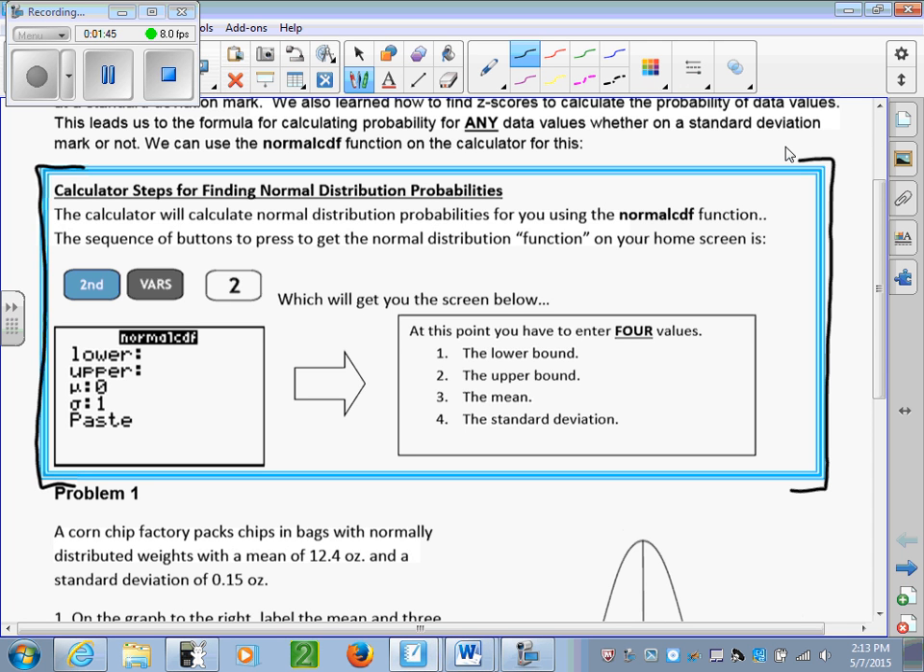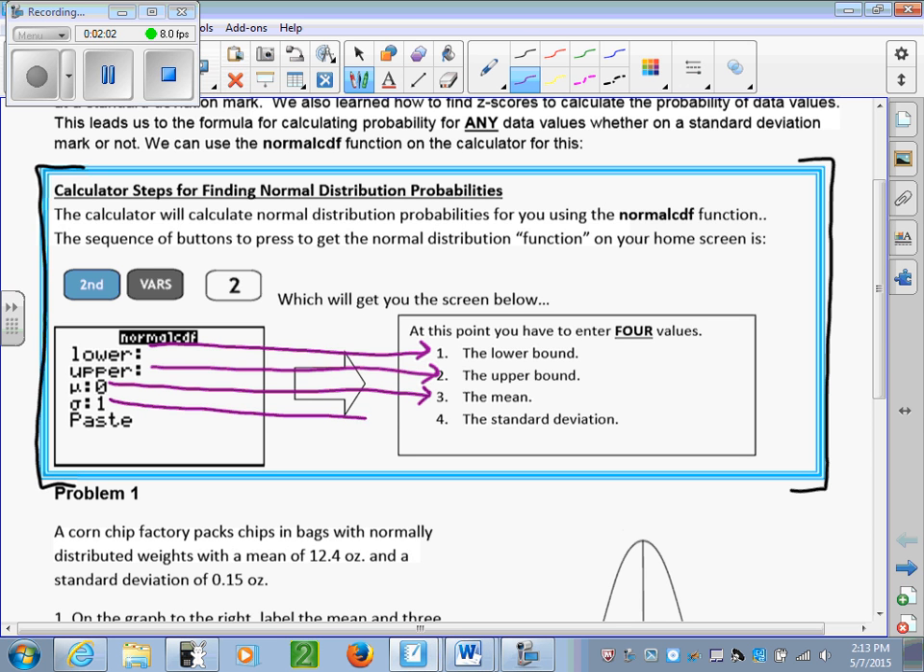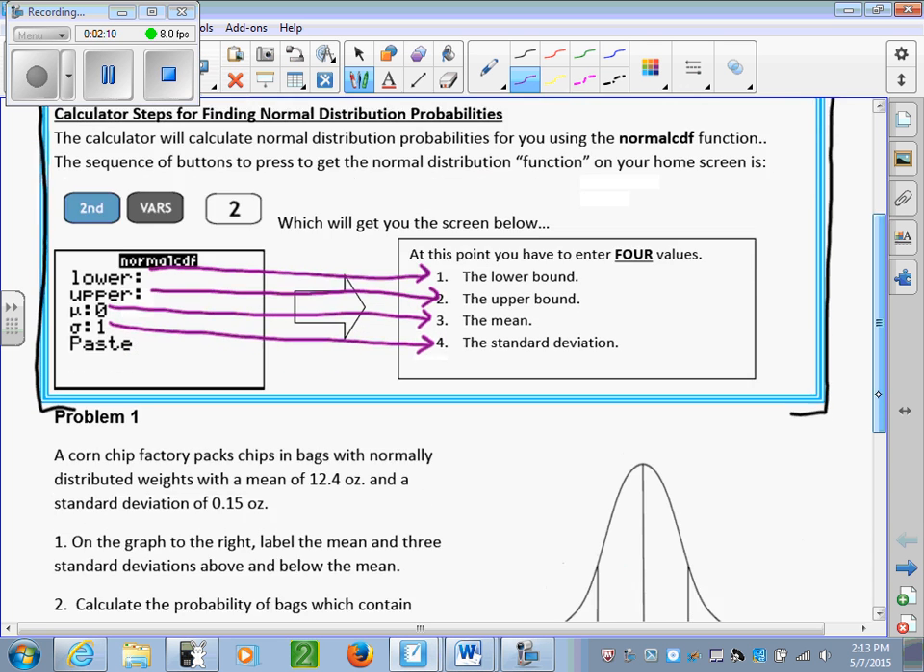You'll notice here that our lower bound is represented by lower, and our upper bound is represented by upper. Remember, the mu symbol is the mean, and this sigma is our standard deviation. So that's what the four values are when we get to NormalCDF. Let's do an example with it.